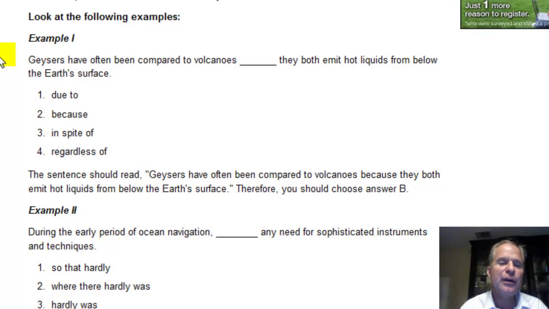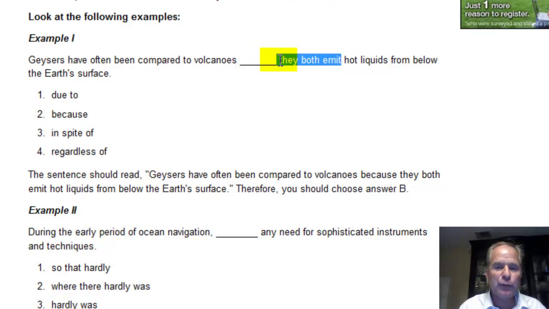What you do here is you pick which answer sounds better to you. Now, that's called the intuitive approach. The intuitive approach is a good approach because you can answer questions fairly quickly. Now, in this case, if you read them out loud, maybe the word because sounds better because we're introducing what's called a subject and a verb here. They, and then we have emit, right?